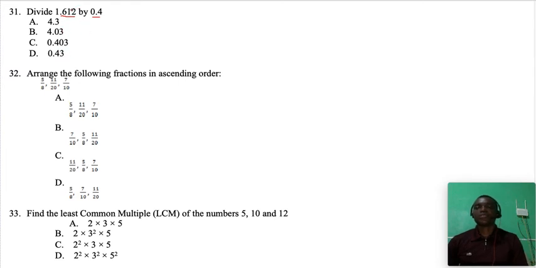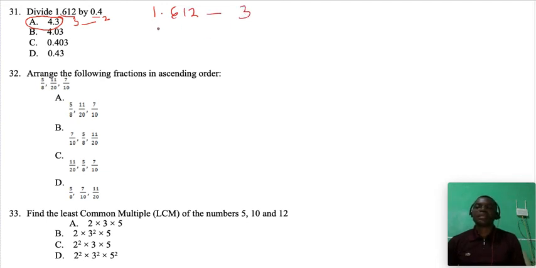Because of division, the number of decimal places for this is 3. This one is 2. So in division, we have to subtract because of indices. When you subtract, you get one decimal place. So A is the only answer with one decimal place. Look at this, 1.612.